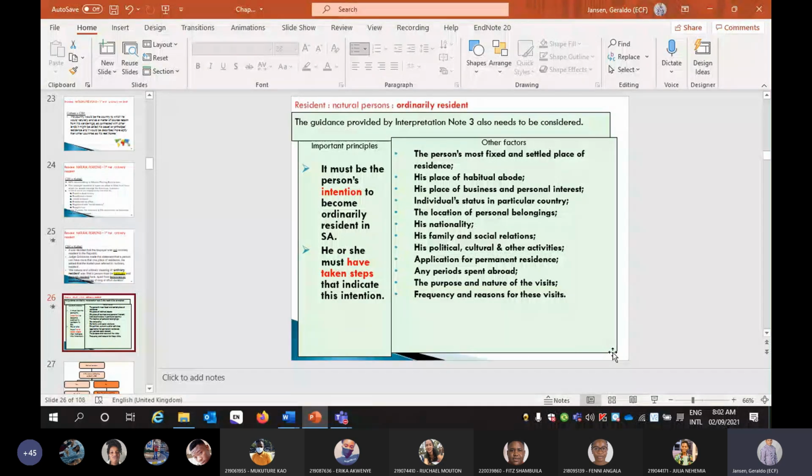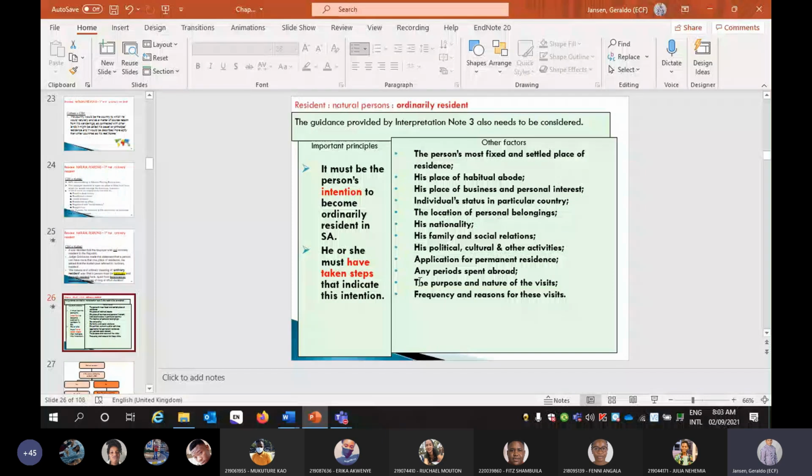So we will look at the person's most fixed and settled place of residence. Now guys, where are you the most? Are you in New York most of the time, or are you in South Africa? Guys, very important, you cannot just look at one of these things. In fact, this list is not even complete. So you need to build a strong case.